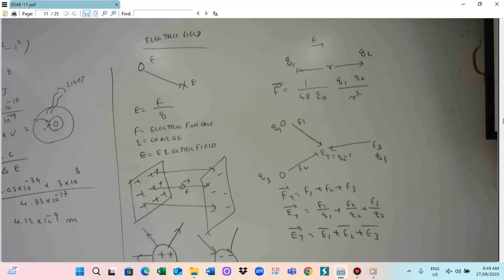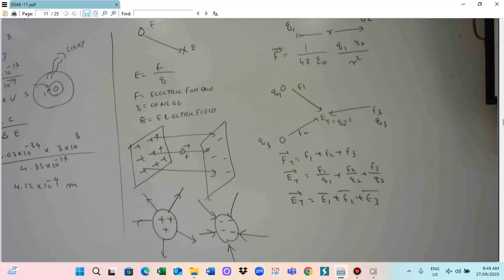Q is the charge, and E is the electric field. So the electric field is calculated as F divided by Q. So E is the electric field.